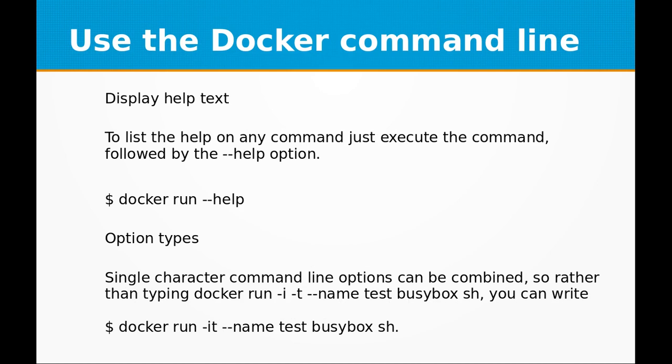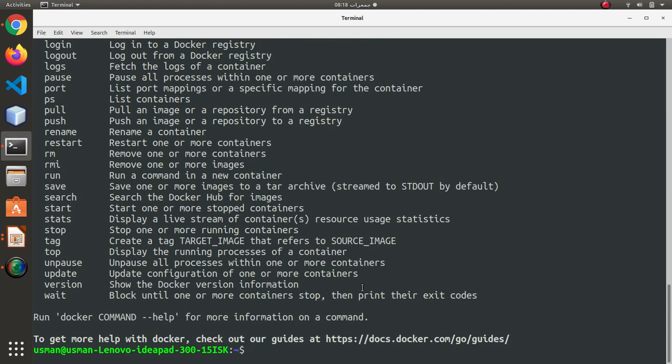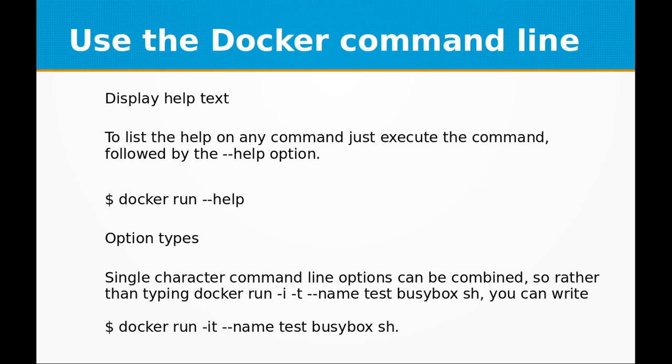Okay, how to display help text. To list the help on any command, just execute the command followed by the --help option. So we can say sudo docker help, and you will get the same help commands that we got using just sudo docker.